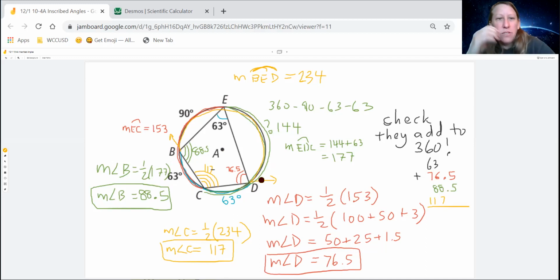Maybe I added wrong. Let me use my phone calculator. Do 63 plus 76.5 plus 88.5 plus 117. That is not 360. Something is still wrong. Let's do 360 minus 90 minus 63 minus 63. That's 144. Let's do 144 plus 90 again. It's 234. 234 divided by 2 is 117. Okay, check that one.